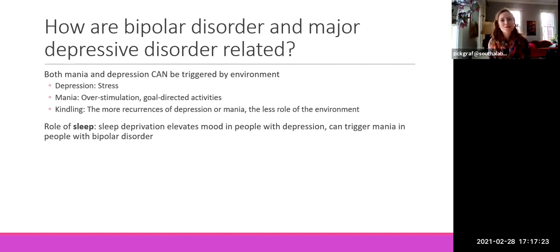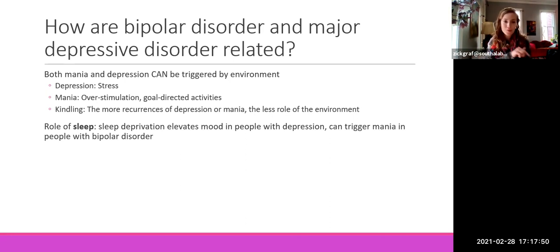Sleep plays a role in both ends of the mood spectrum. So we talked a lot about how sleep deprivation, alterations in sleep can trigger depressive episodes. One way that sleep can be altered is by changes in light exposure during seasonal changes. Another way that sleep can be altered is by stress. People might be sleeping more or less than they're used to during periods of stress. And so changing sleep can tip someone into a depressive episode.